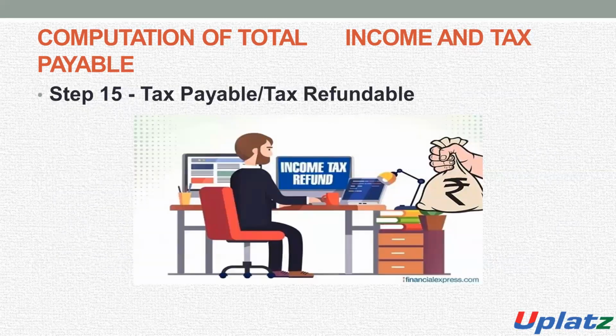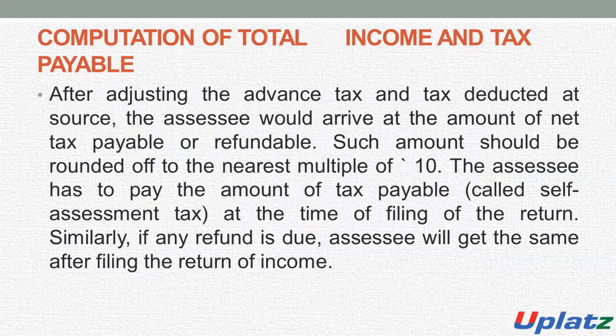Tax payable and tax refund. Tax payable and tax refund means after adjusting the advance tax, the TDS, and the TCS, the assessee will calculate the amount which is required to be payable or which is refundable. Such amount should be rounded off to the nearest multiple of 10. Means it should be a multiple of 10.